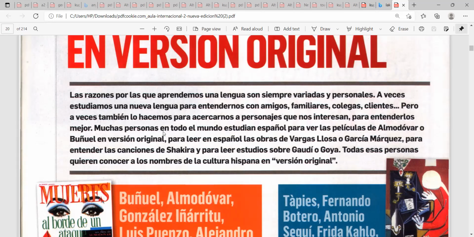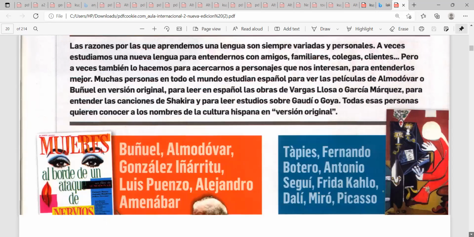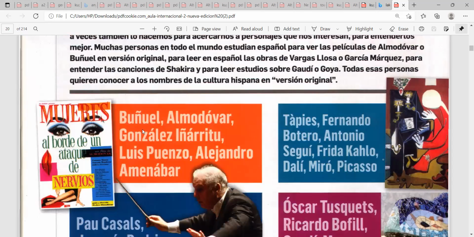Todas esas personas, all these persons quieren, they want, conocer, to know a los nombres de la cultura. They want to know the names, nombres, of the cultura hispana in versión original. Is it clear to you, my team? Now, ahora, see, we have the personalities.